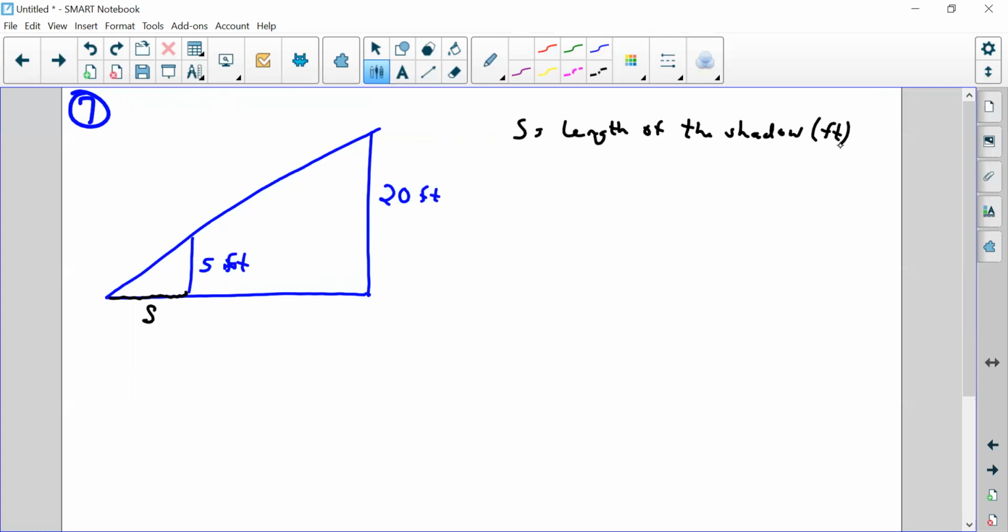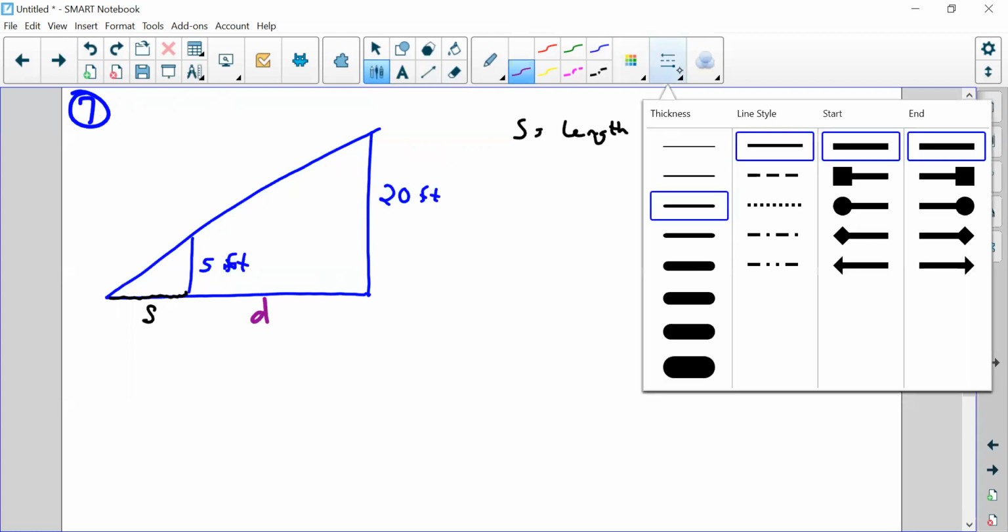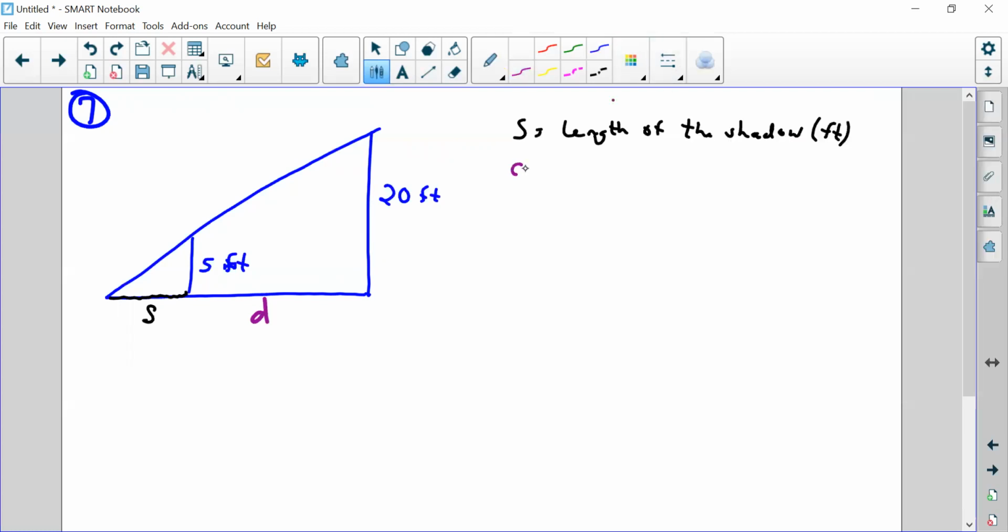Something else that's dynamic and changing is that person is walking closer and closer to the street light. So this distance here is also changing. So I'm going to call that D for the distance she is from the street light. And my units will be feet as well. Okay. So I got that going on so far.